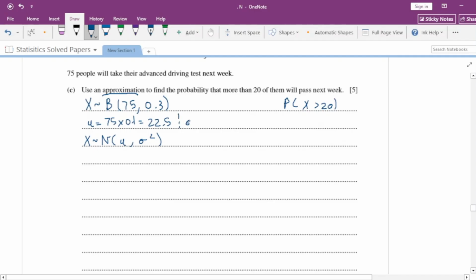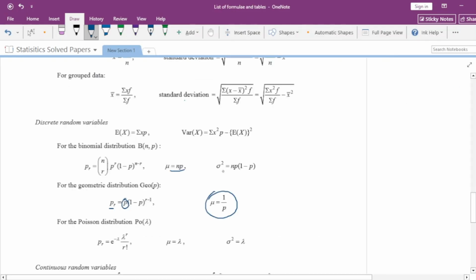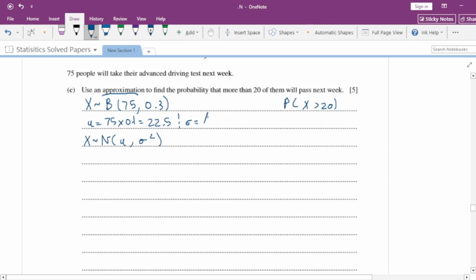And then we need the standard deviation. We'll go back to the formula sheet. You can see that is np(1 minus p), but be careful, that is the standard deviation squared. So we will take the root. That would be the root of 22.5 times 1 minus p, which is 0.7.